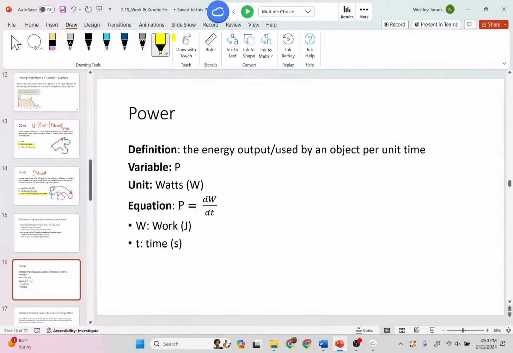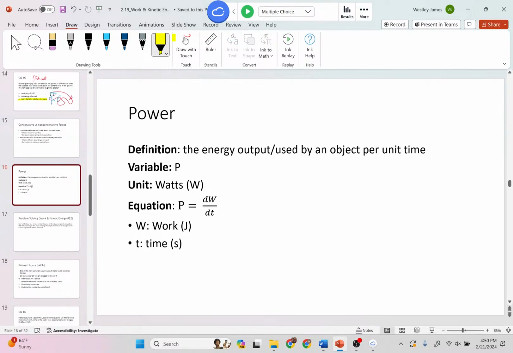Alright, so we'll do some problems with this and it'll make more sense. Take two people lifting a 50 kilogram dumbbell. One lifts it fast, one lifts it slow. Same work. The work done is exactly the same. The person that picks it up quicker has more power. If you can lift that thing really quickly, more power, but the work is the same. dW/dt, change in work over change in time. Change in energy transferred over time.